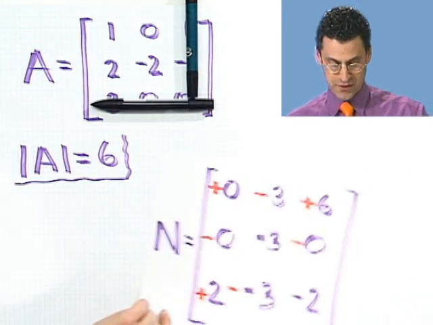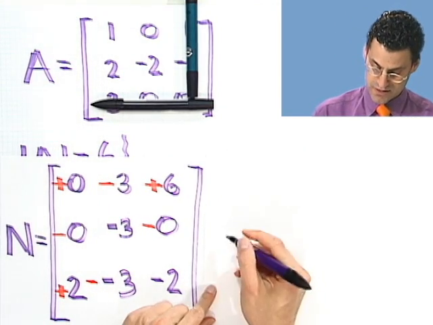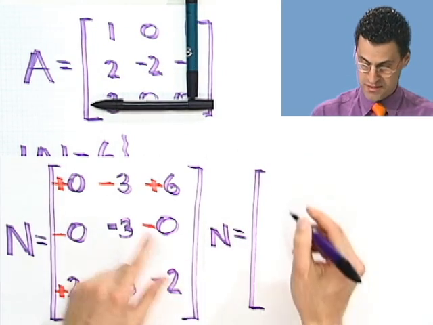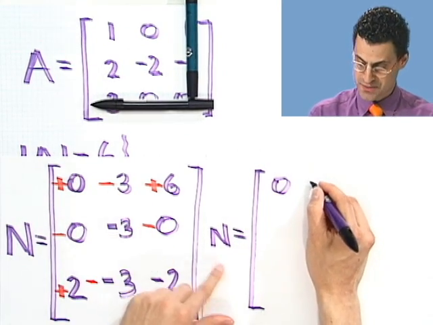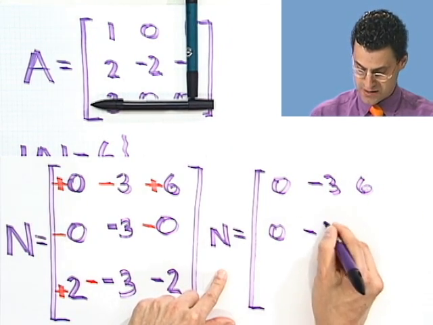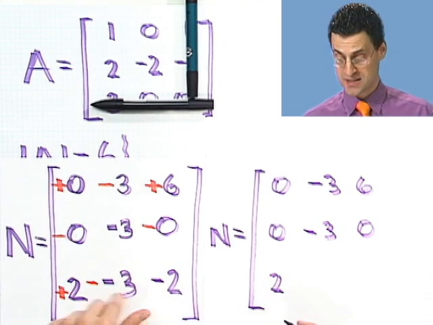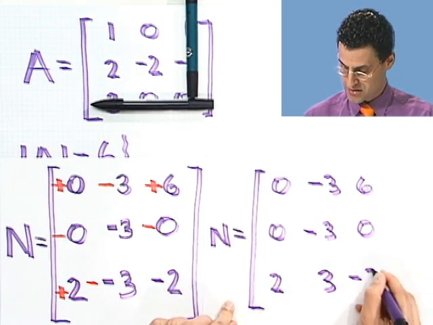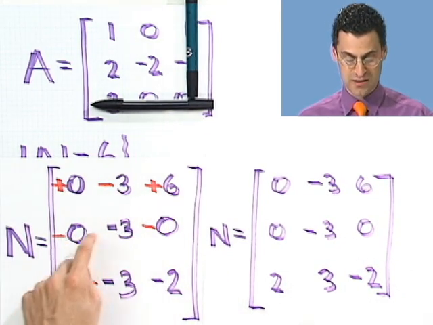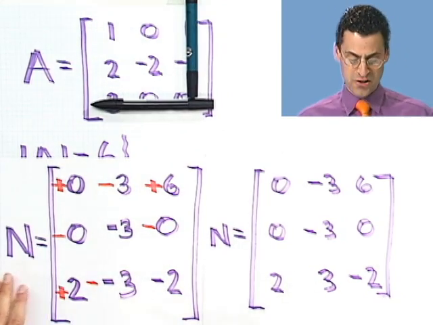What I see now is the following. My new matrix, if I write this out nice and neat, looks like this. I see 0, I see minus 3, I see 6, I see 0, minus 3, 0, 2, and then a minus 3 is actually just 3, minus 2. So some of those signs actually changed when I put in the plus, minus, minus, and so on. Okay, now that's the new matrix.